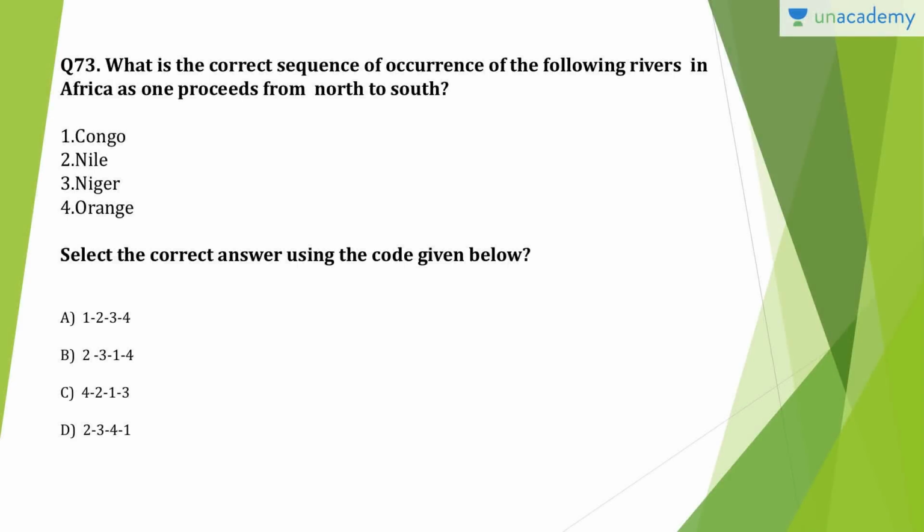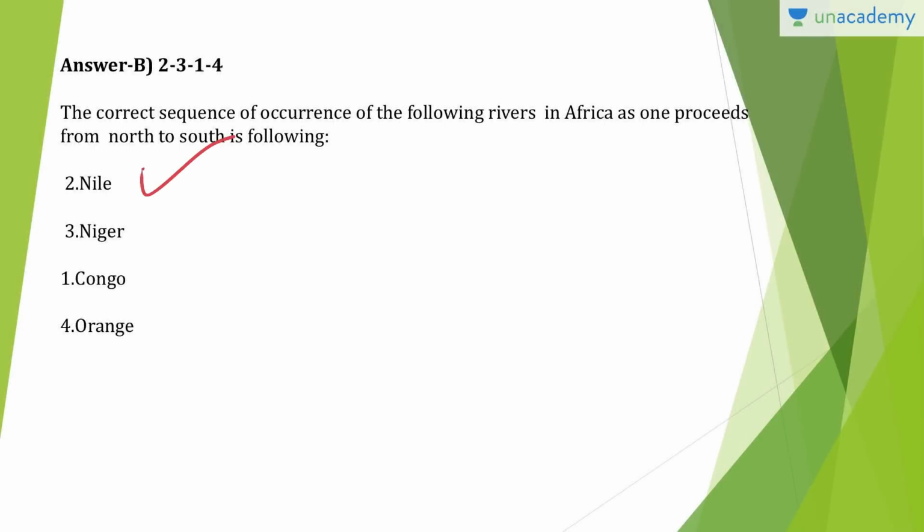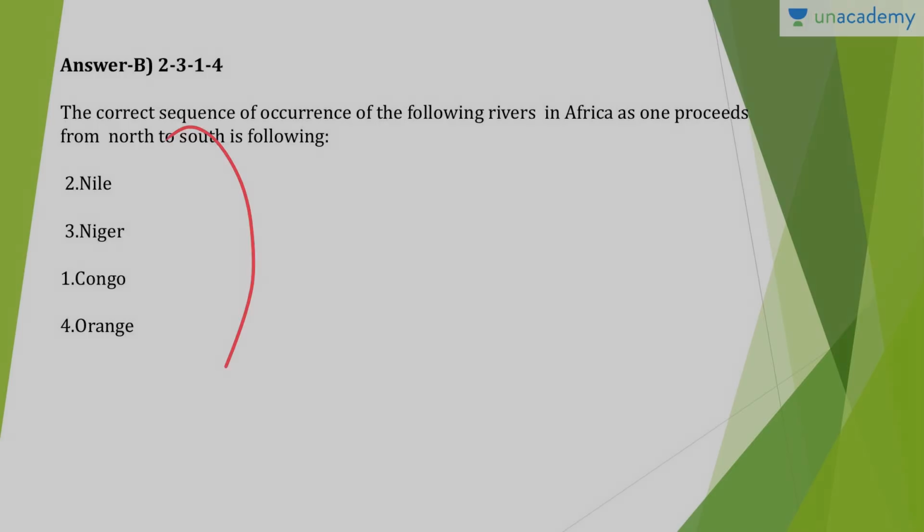Question number 73. What is the correct sequence of occurrence of the following rivers in Africa as one proceeds from north to south? First of all, you have the river Nile, followed by river Niger. Niger is followed by Congo. Congo is followed by Orange. So answer here is B, that is 2, 3, 1, 4. First it is Nile, then Niger, then Congo, and Orange. So just try to remember the sequence as much as you can, but it is more important that you go to the atlas and learn all these rivers and stuff.